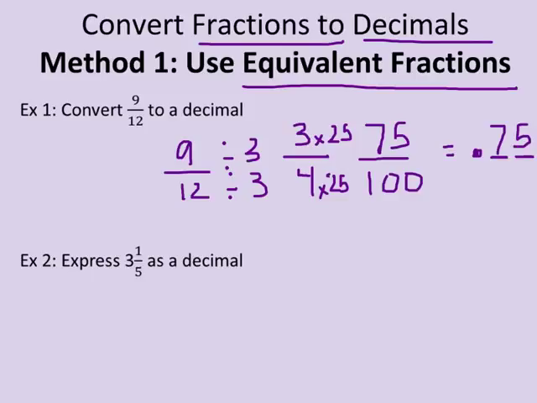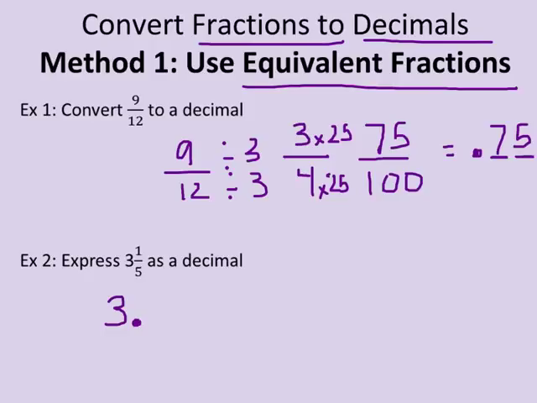Now, in example 2, they want us to express 3 and 1/5 as a decimal. Now 3 and 1/5 is a mixed number, meaning it's comprised of a whole number and a fraction. So what I'm going to do is say, 3 is my whole number, so that's not changing. So I'm going to put my 3 here and put my decimal, because 1/5 is going to be turned into a decimal.